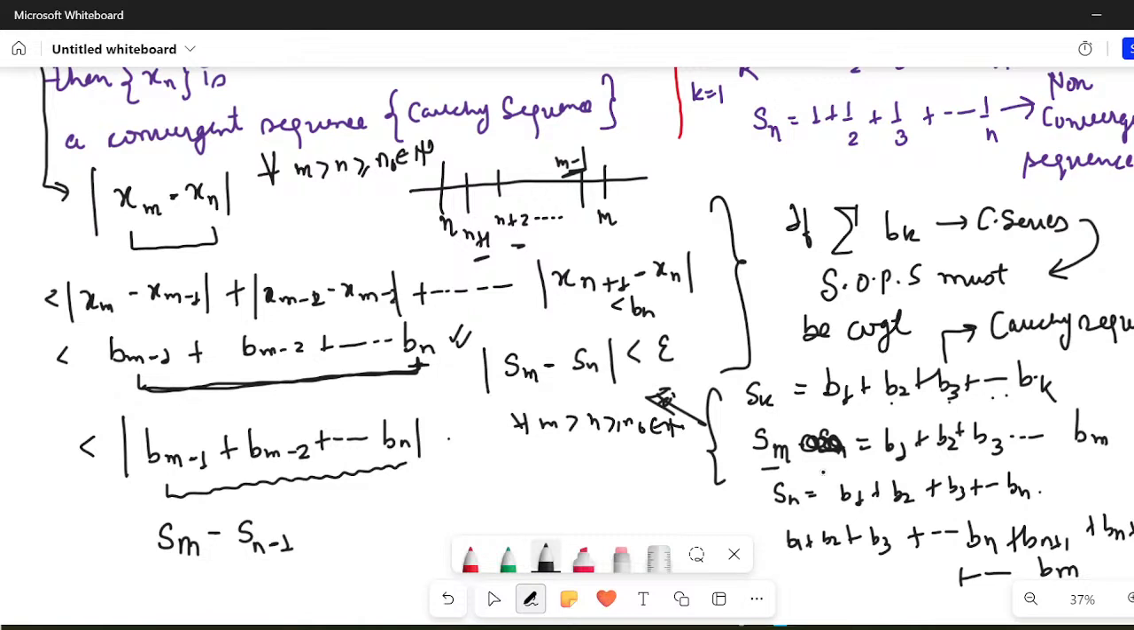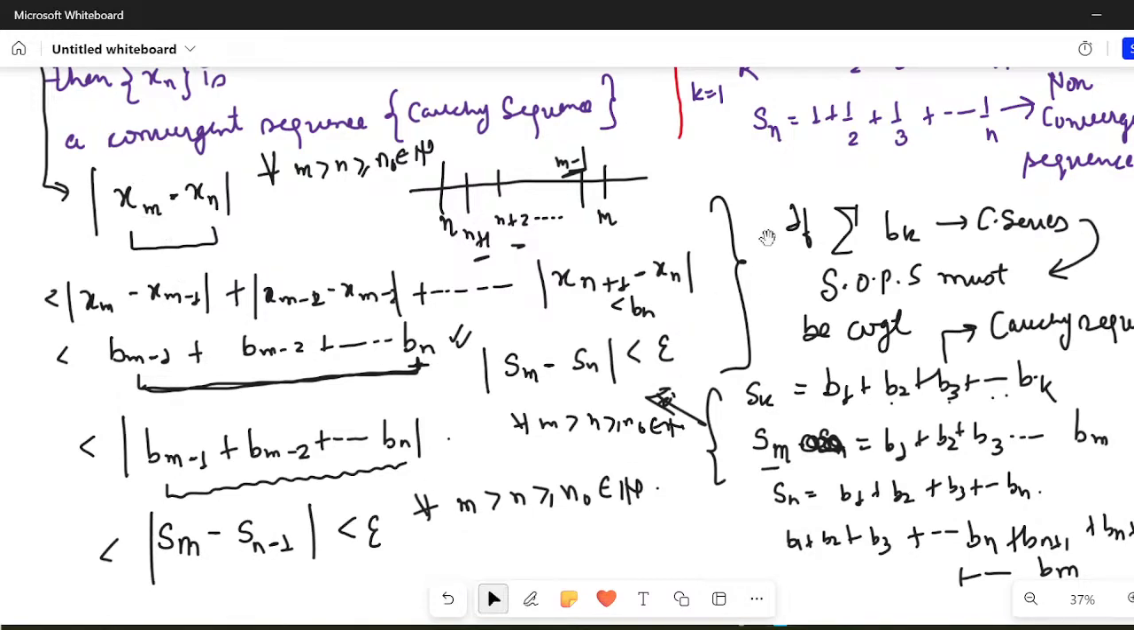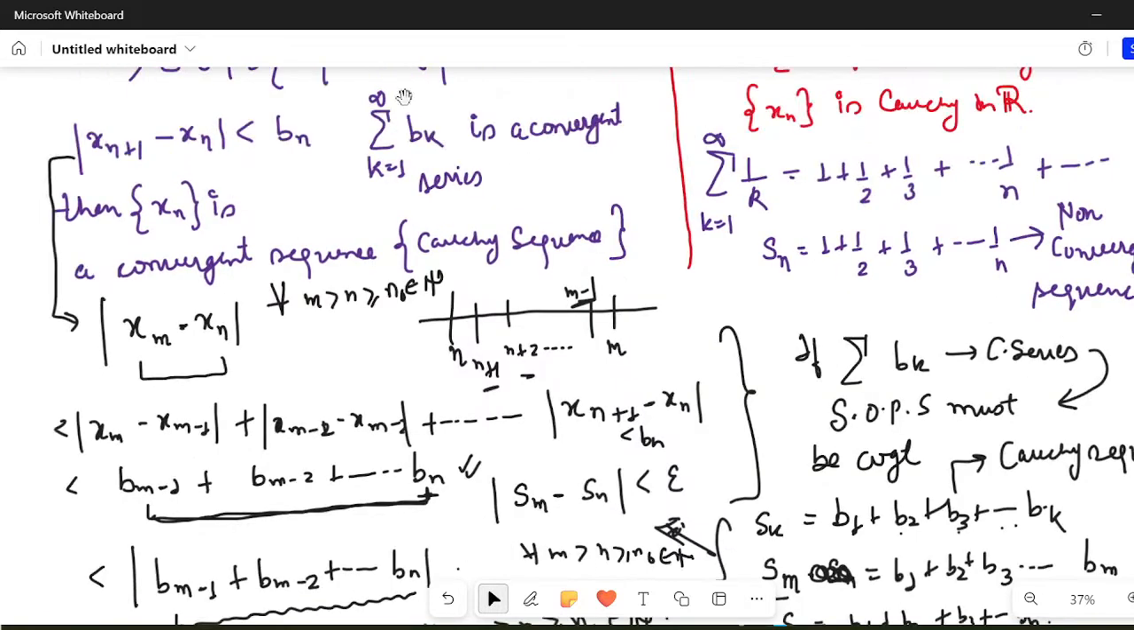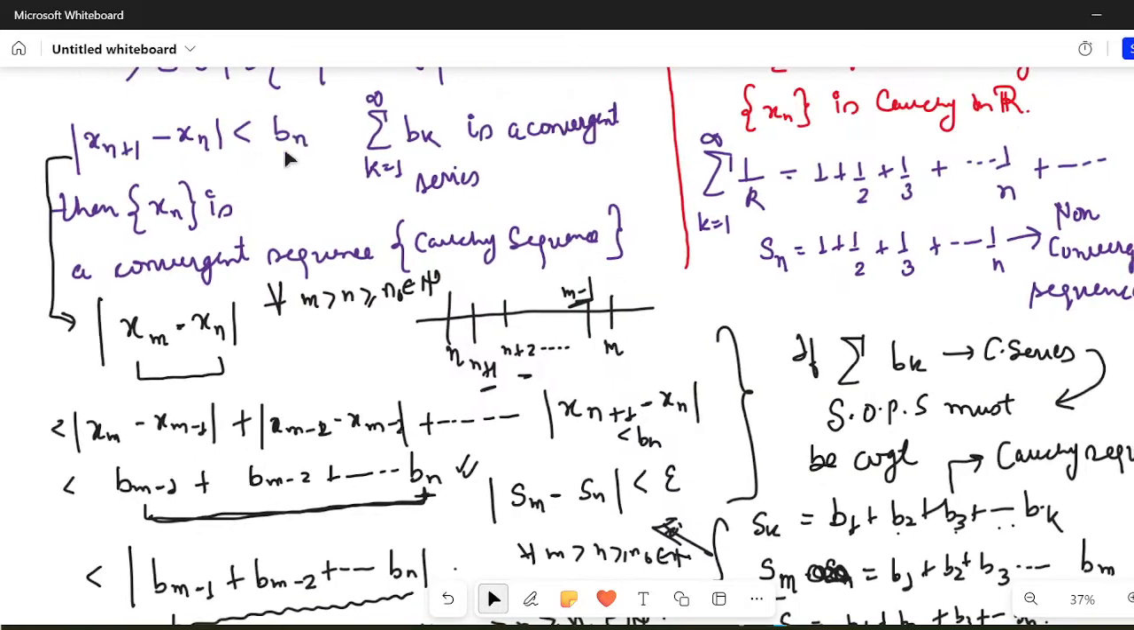So if the sequence is Cauchy, then |Sm minus Sn| can be made less than epsilon. Similarly, |S_{m-1} minus S_{n-1}| can also be made less than epsilon for all m greater than n greater than or equal to n0 belonging to the natural numbers. I hope it is clear. So if your sequence xn is such that |x_{n+1} minus xn| is less than or equal to bn, or simply less than bn, and the series of bn is convergent, then xn is a Cauchy sequence.